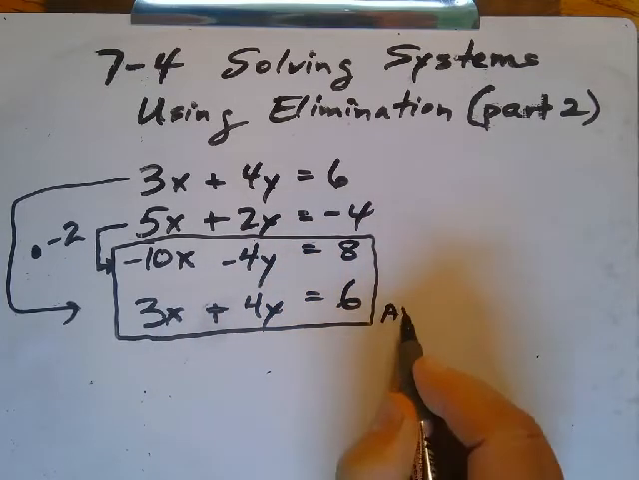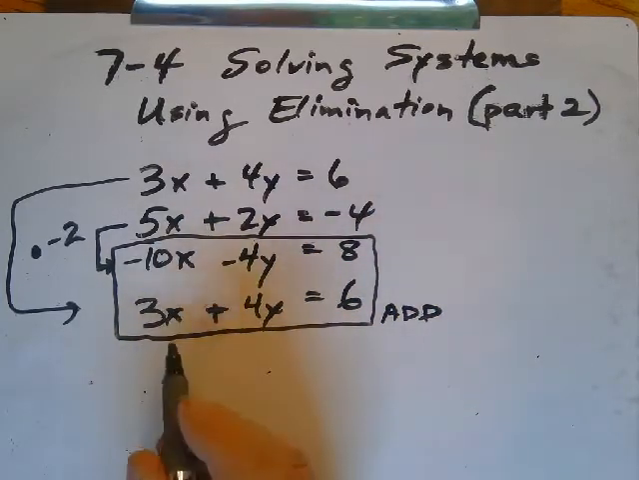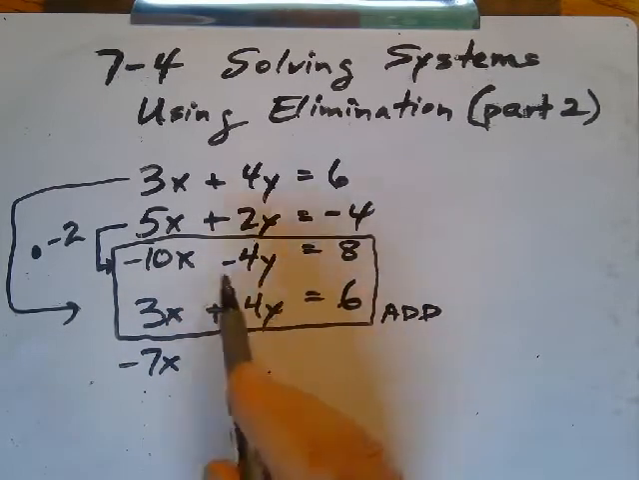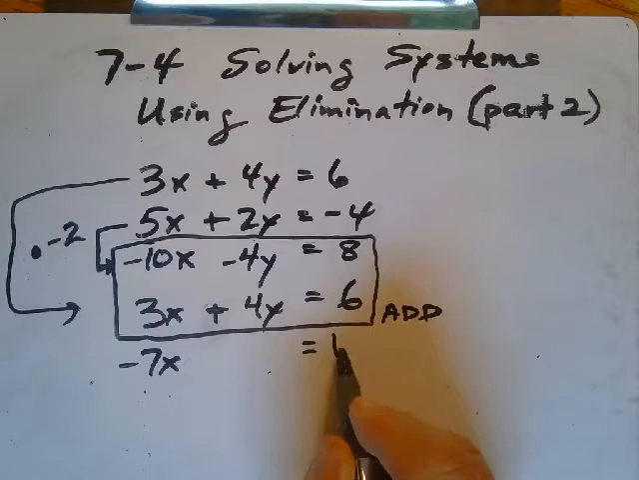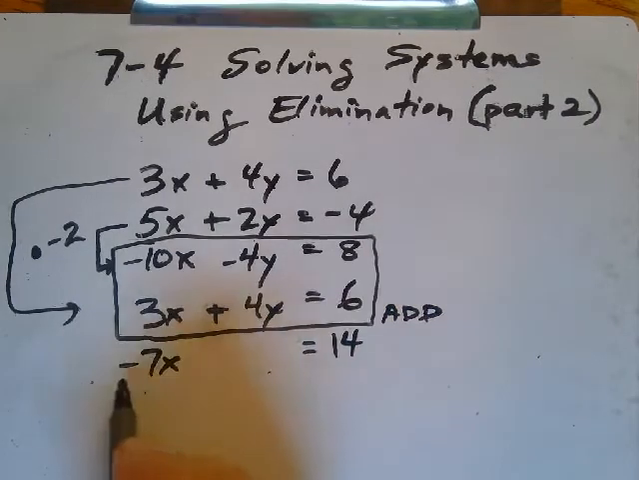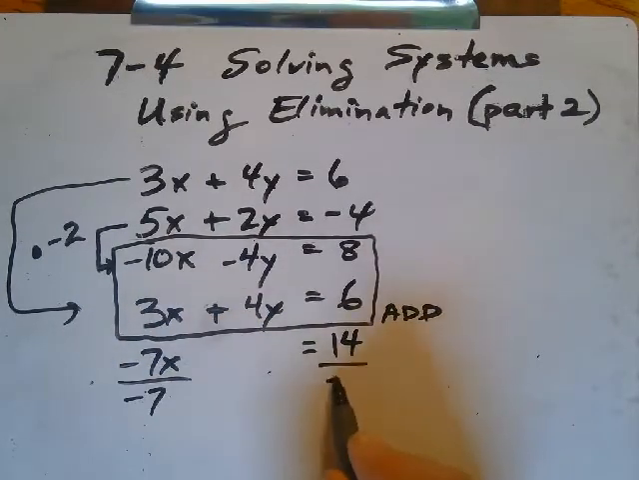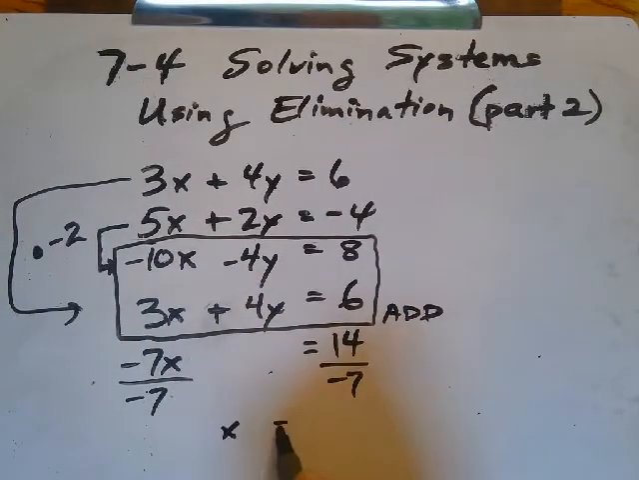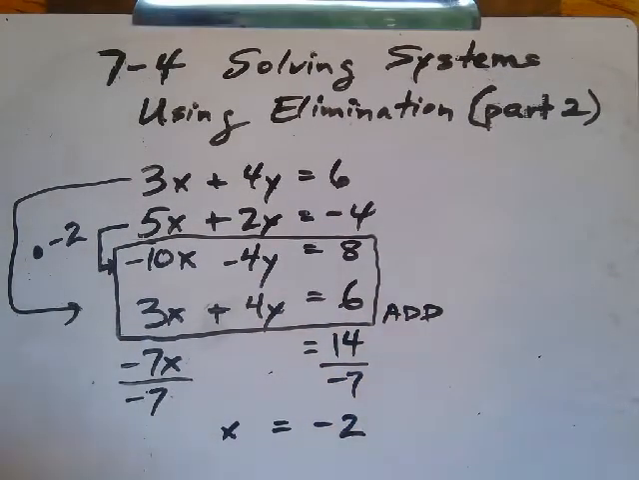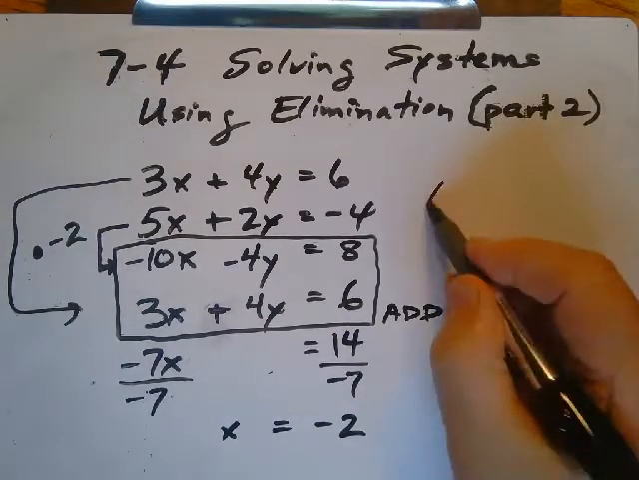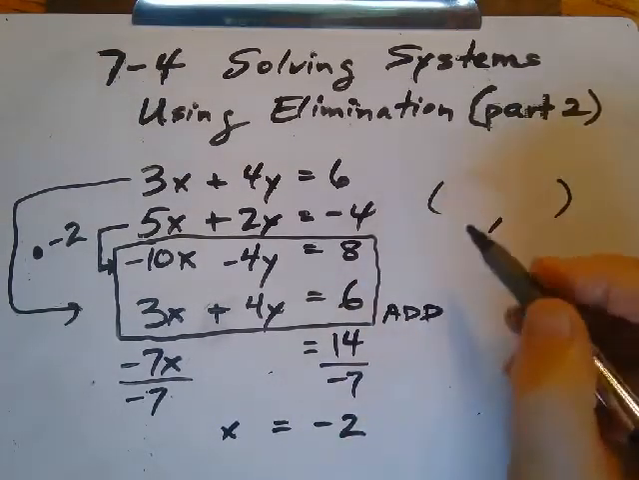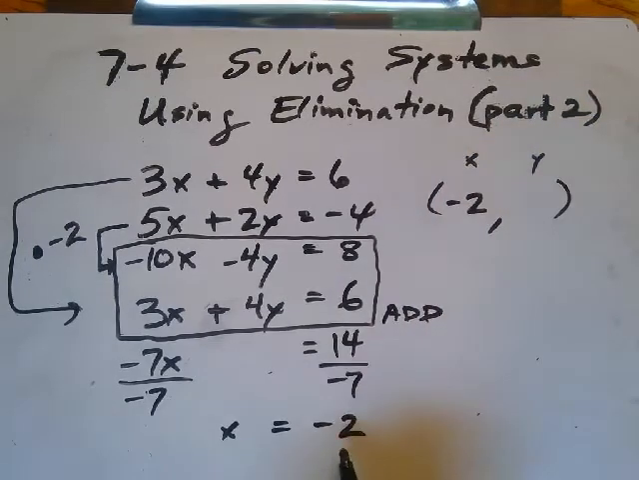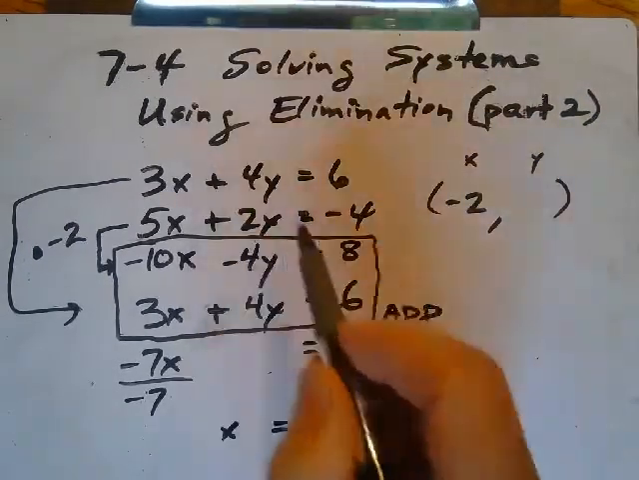So now when I add these up, -10x and 3x is a -7x, the y's go out, and this is 14. Now we can divide both sides by 7 and solve for x because we only have one variable here. So x is equal to -2. So the ordered pair we're looking for, the xy pair, x is -2, so I'll put it here. And then I have to take this number and stick it back in one of these equations.